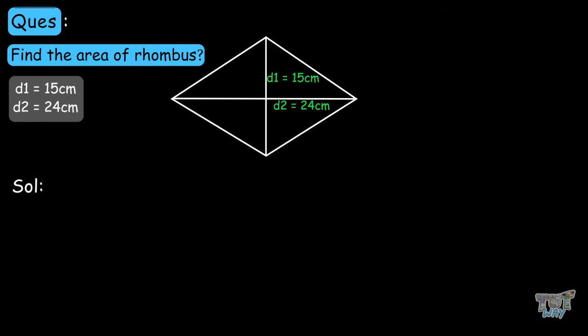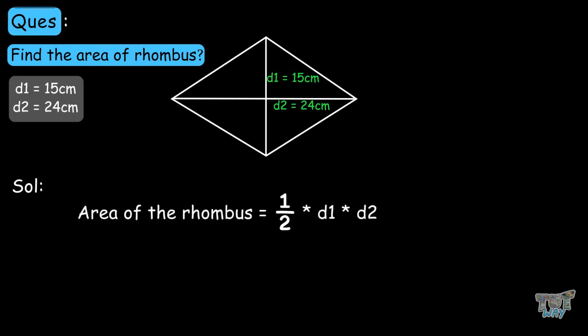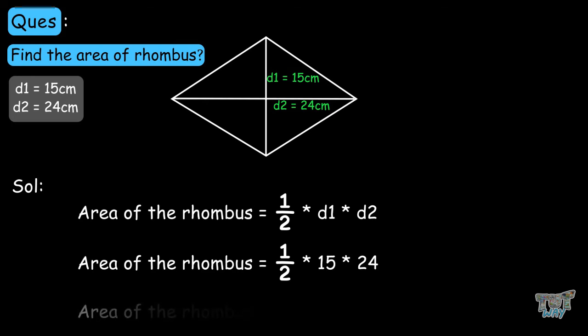Formula for finding the area of the rhombus is half times d1 times d2. That is half multiplied by the product of the two diagonals, so it becomes half times 15 times 24. The answer is 180 centimeters squared.